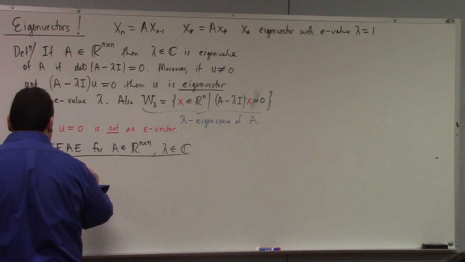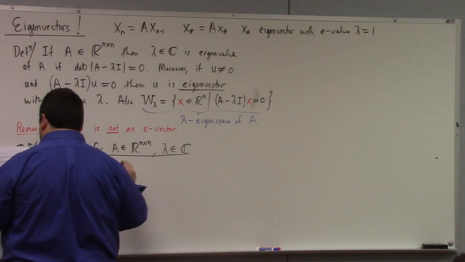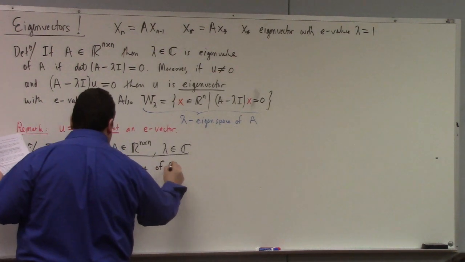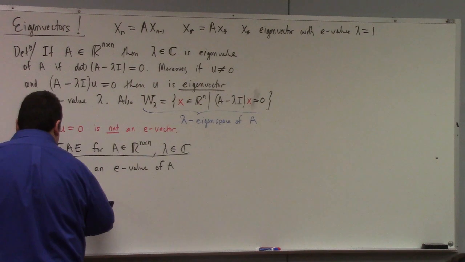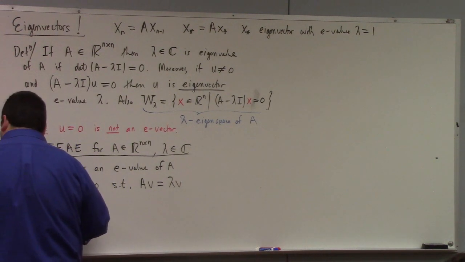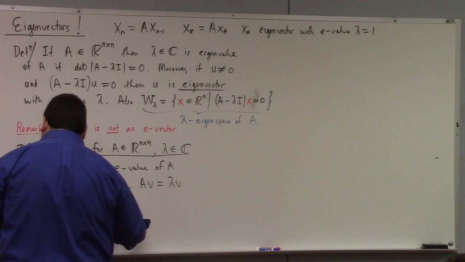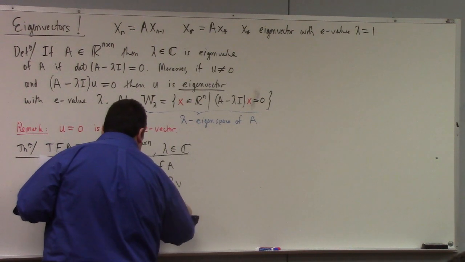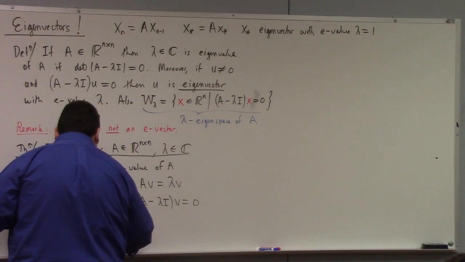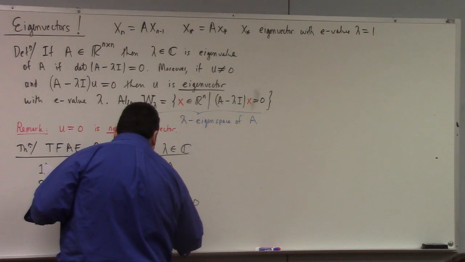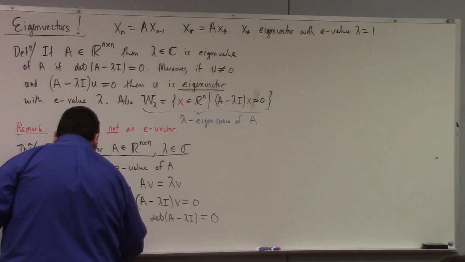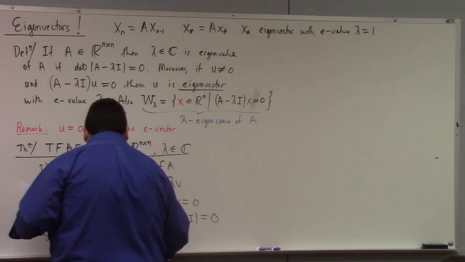Let's see here. Number 1, lambda is an eigenvalue of A. Number 2, there exists V not equal to 0 such that AV is equal to lambda V. Number 3, there exists V not equal to 0 such that A minus lambda I times V is equal to 0. Number 4, lambda is a solution to the determinant of A minus lambda I equals 0. Number 5, the matrix A minus lambda I times V equal to 0 has infinitely many solutions.